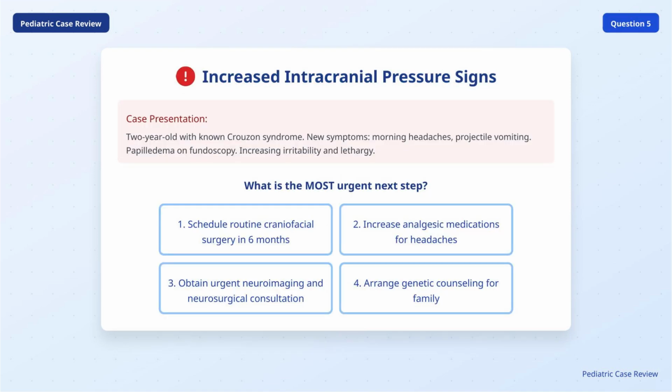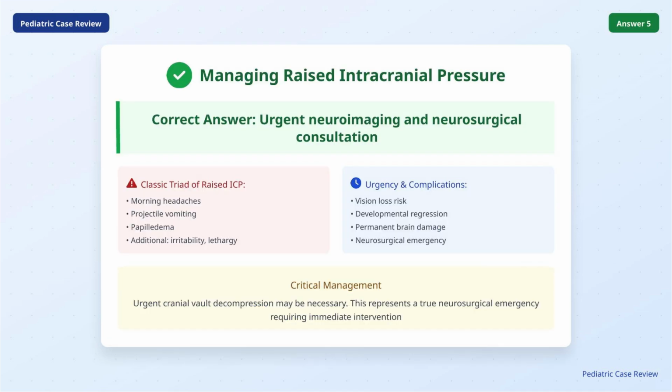A 2-year-old child with known Crouzon syndrome develops new symptoms, including morning headaches and projectile vomiting. Fundoscopic examination reveals papilledema. The child shows increasing irritability and lethargy. What is the most urgent next step? Option 1, schedule routine craniofacial surgery in 6 months. Option 2, increase analgesic medications for headaches. Option 3, obtain urgent neuroimaging and neurosurgical consultation. Option 4, arrange genetic counseling for family. The correct answer is obtain urgent neuroimaging and neurosurgical consultation.